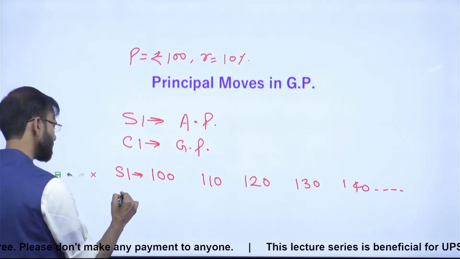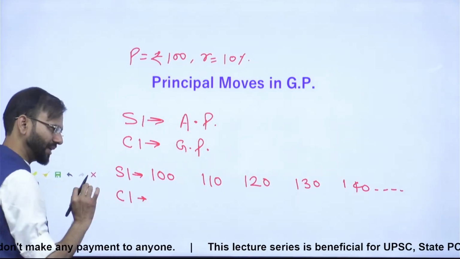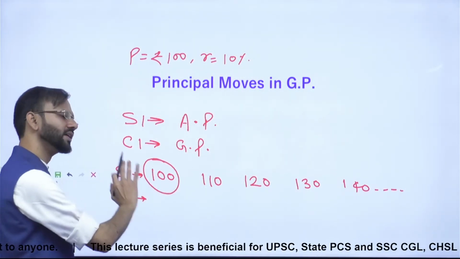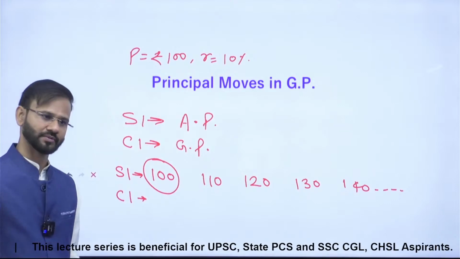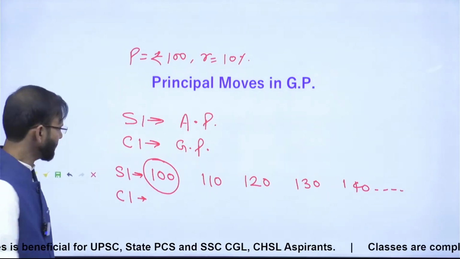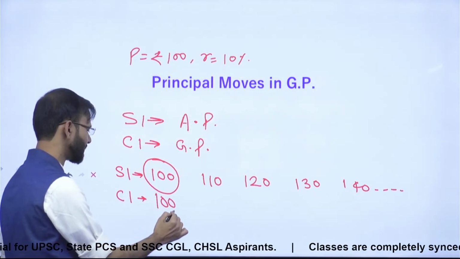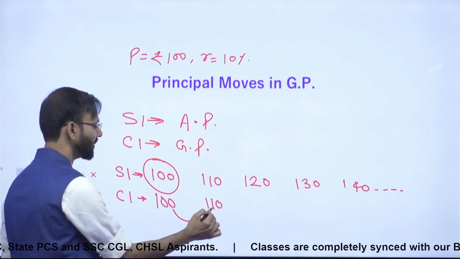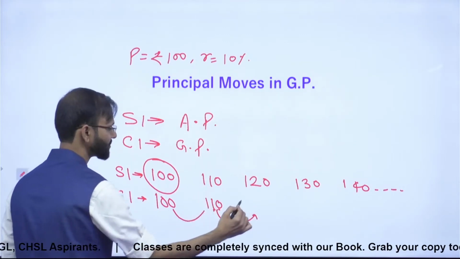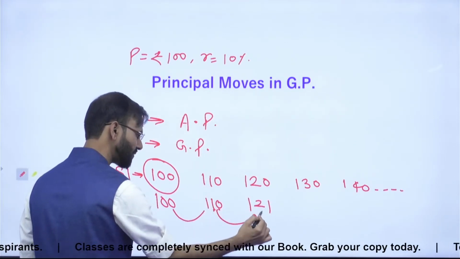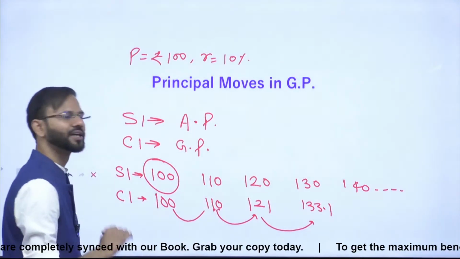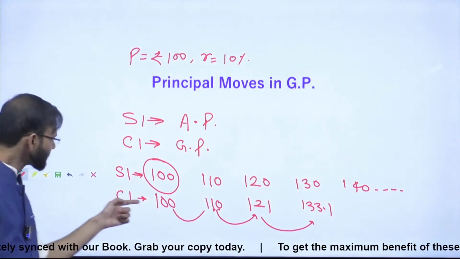Now compound interest, guys, the basic difference between simple interest and compound interest is, in simple interest the principal is fixed for entire tenure, right? But for compound interest the principal is not fixed, because here the principal will be 100 and it will become 110. Now this will be treated as principal and this will be increased 10%, right? So this will become 121. Now this will be treated as principal and this will become 133.1. Everybody it is clear, right? So guys, this is GP.